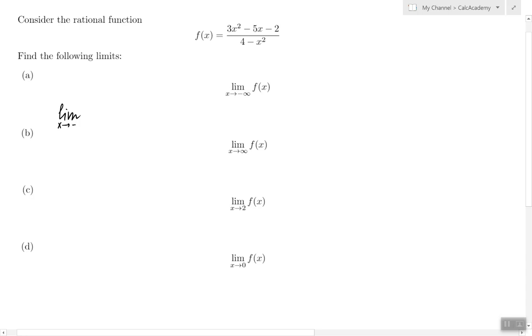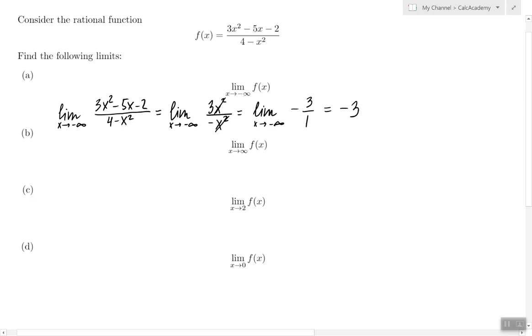So this limit of this function at negative infinity and positive infinity will be exactly the same as if we just consider the leading terms of the polynomials involved. So if I ignore everything but 3x squared in the numerator, and everything but negative x squared in the denominator, then the limit will remain the same. And now we see that x squared can be reduced, so the answer is simply negative 3.